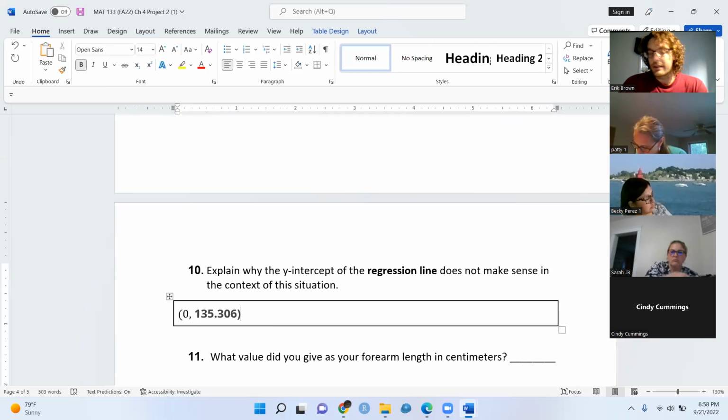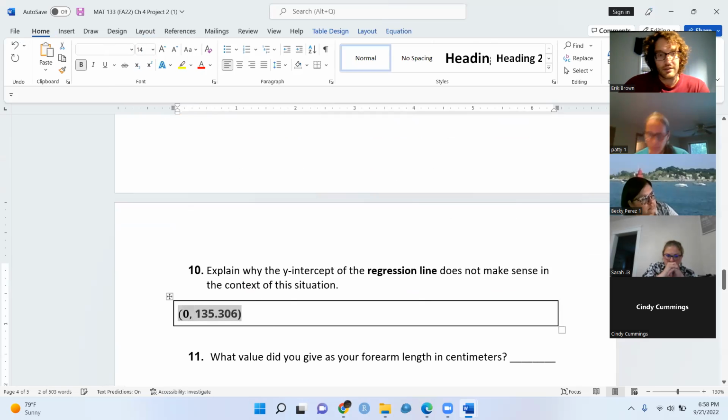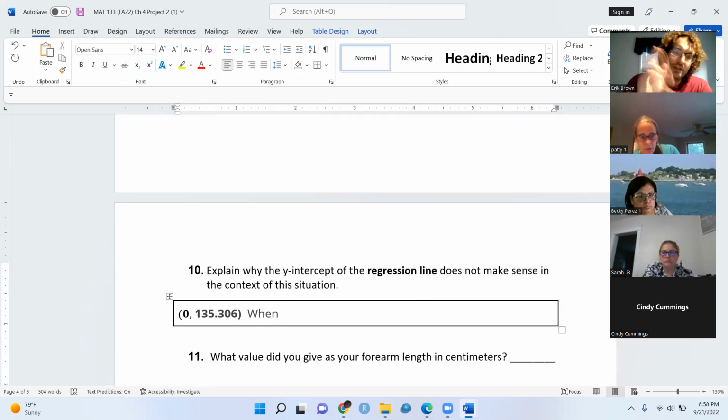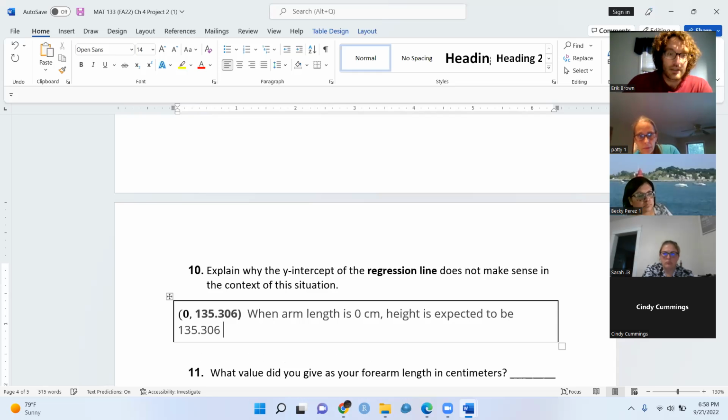I'm going to interpret it. This is not what you need to write for your answer, but you need to know how to interpret these things. So we might as well just do it, right? The interpretation goes like this. When X is 0. And so what is X? When arm length is 0 centimeters, comma, Y is expected to be 135.306 centimeters.